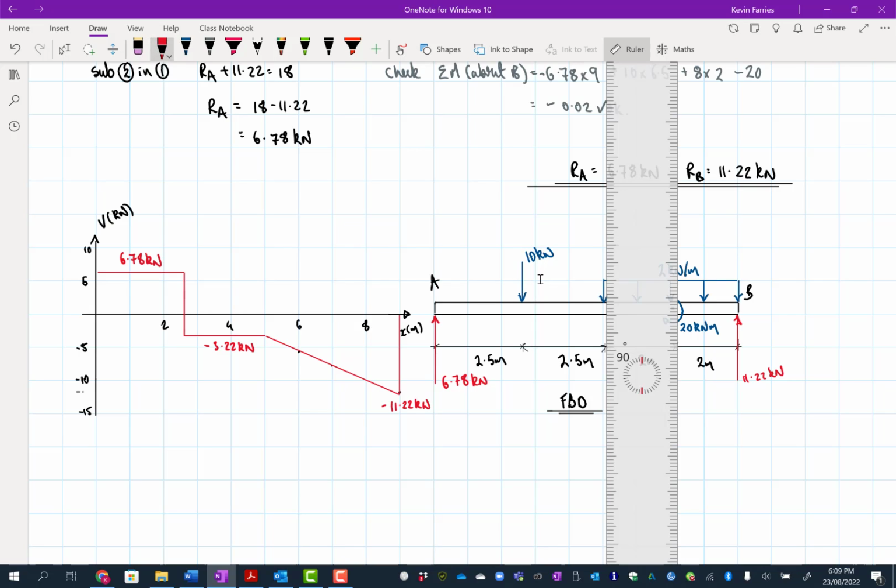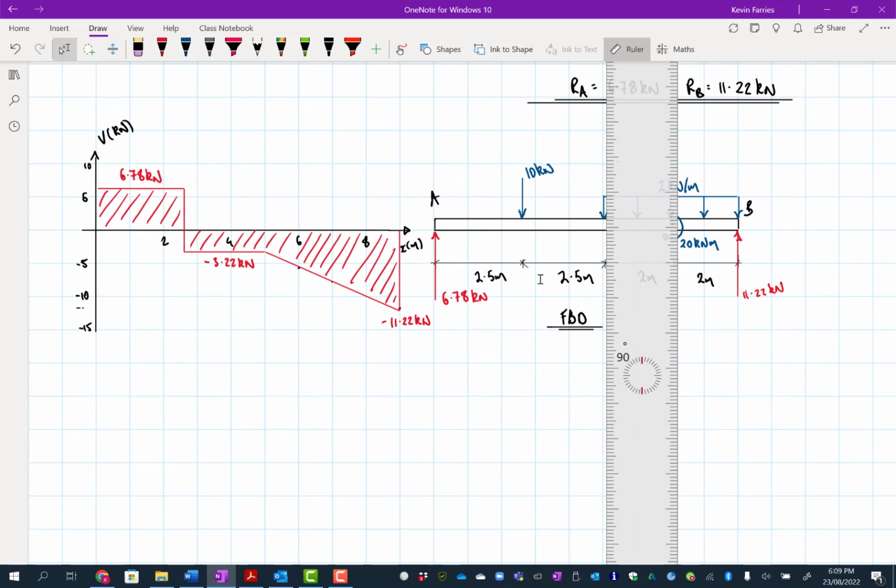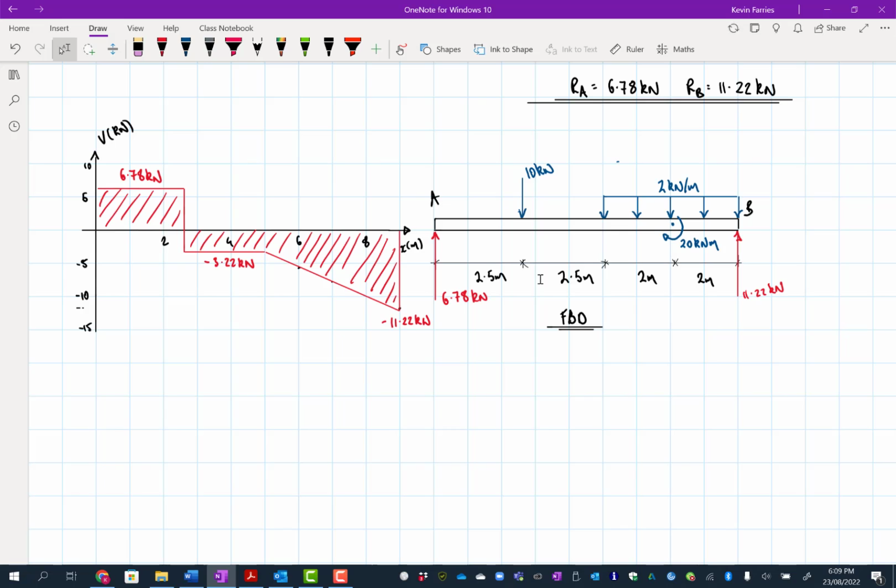So what's left to do? Well, let's just shade it in. Hatch it, I mean. It's called hatching when you draw lots of lines on something. Now, how can we check? What we could do is just check a couple of points within this.